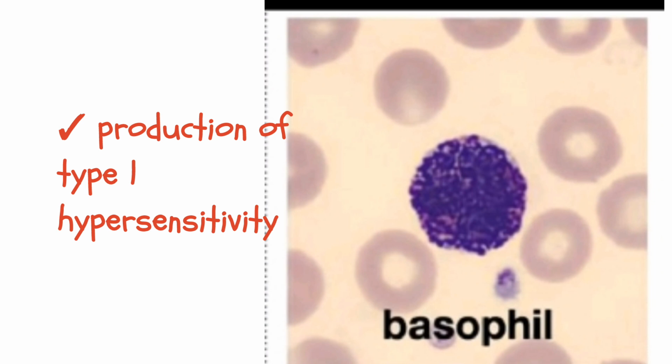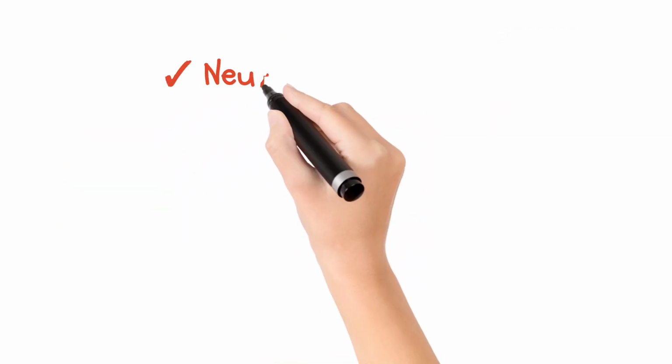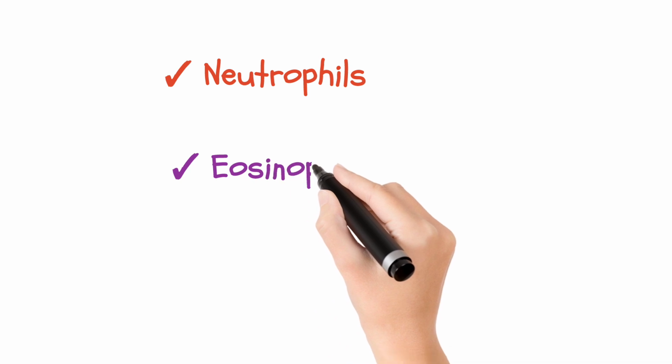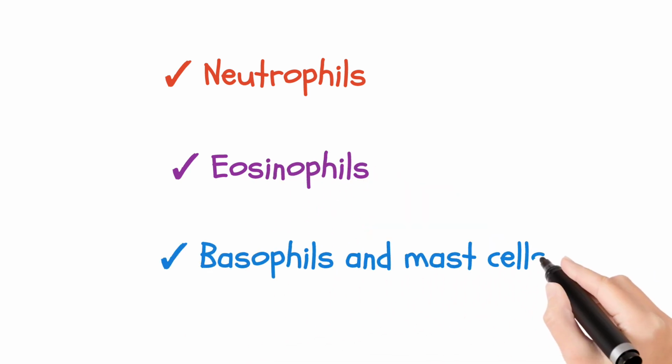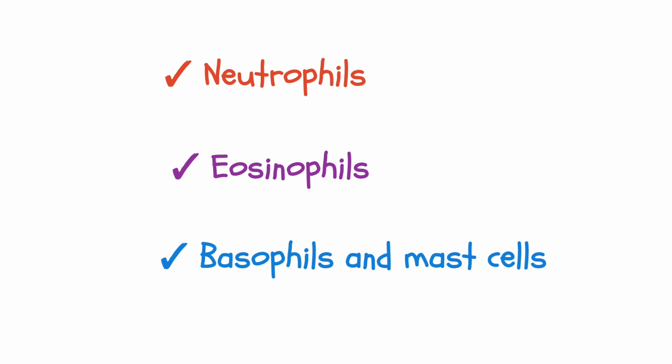So the blood cells involved in acute inflammation are neutrophils, eosinophils, basophils, and mast cells. Remember that these are not the only types of leukocytes. We also have lymphocytes, monocytes, basophils, neutrophils, eosinophils. But the ones I mentioned are the major blood cells that are involved in acute inflammation: neutrophils, eosinophils, basophils, and mast cells.